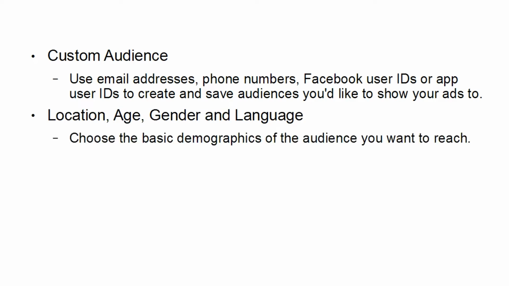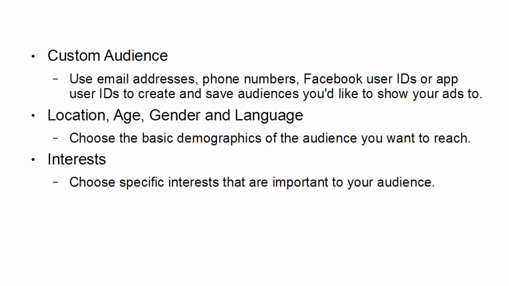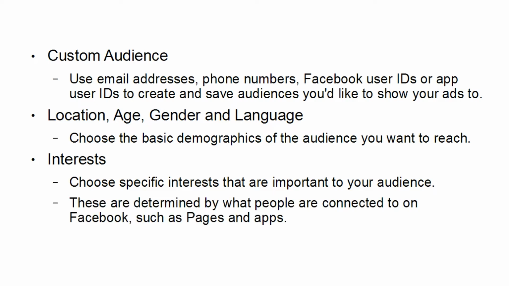And basically these are the most basic demographics of the audience that you want to reach. You can choose by interest. You can pick specific interests that are important to your audience. And these are determined by what people are connected to on Facebook, such as pages or apps. So if you're in a hobby niche or you're in a business niche, you can zoom straight in and only target those particular people.